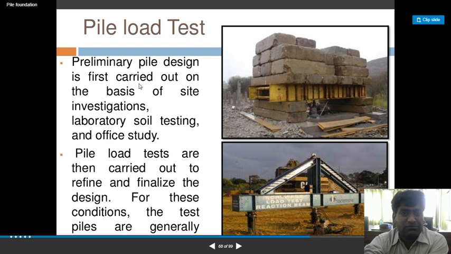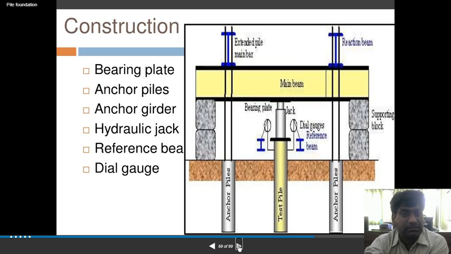Preliminary pile design is first carried out on the basis of site investigation, laboratory soil testing and office study. Pile load tests are then carried out to refine and finalize the design. For these conditions, the test setup generally consists of a bearing plate, anchor piles, anchor girder, hydraulic jack, reference beam and dial gauge. So this is anchor pile, test pile, anchor pile.